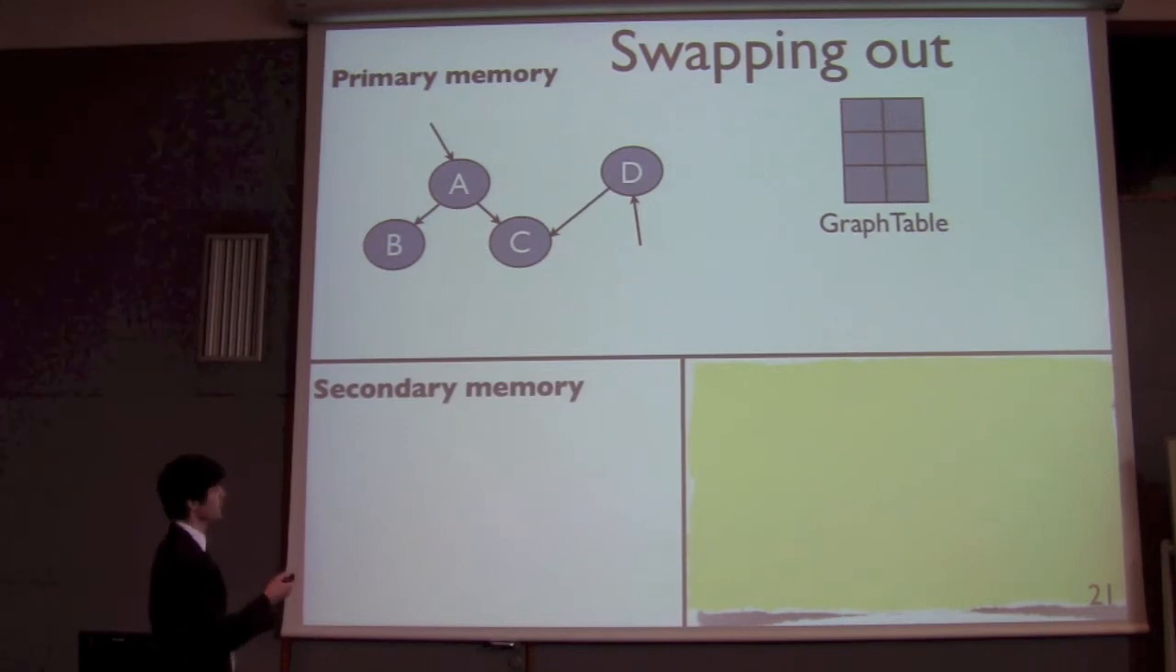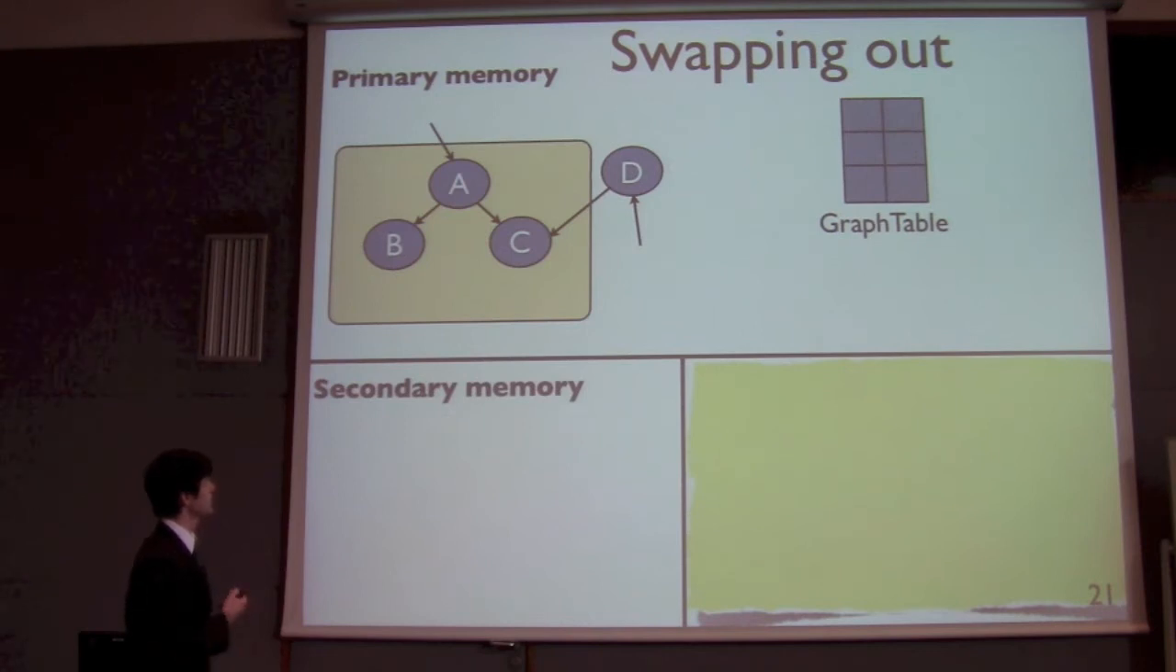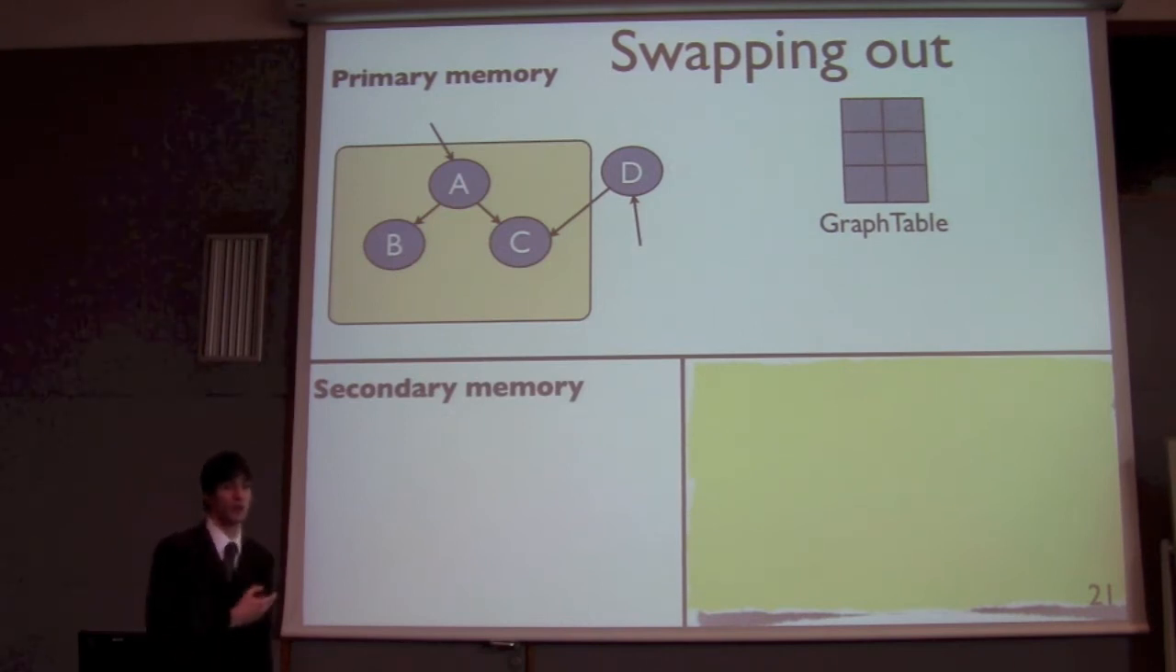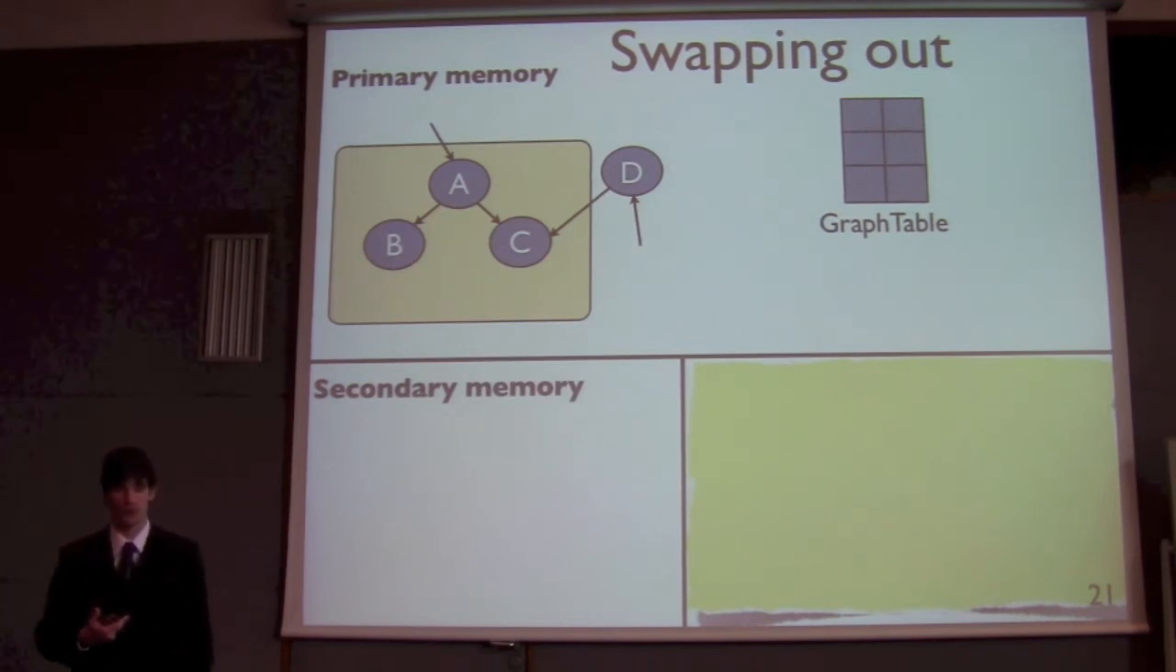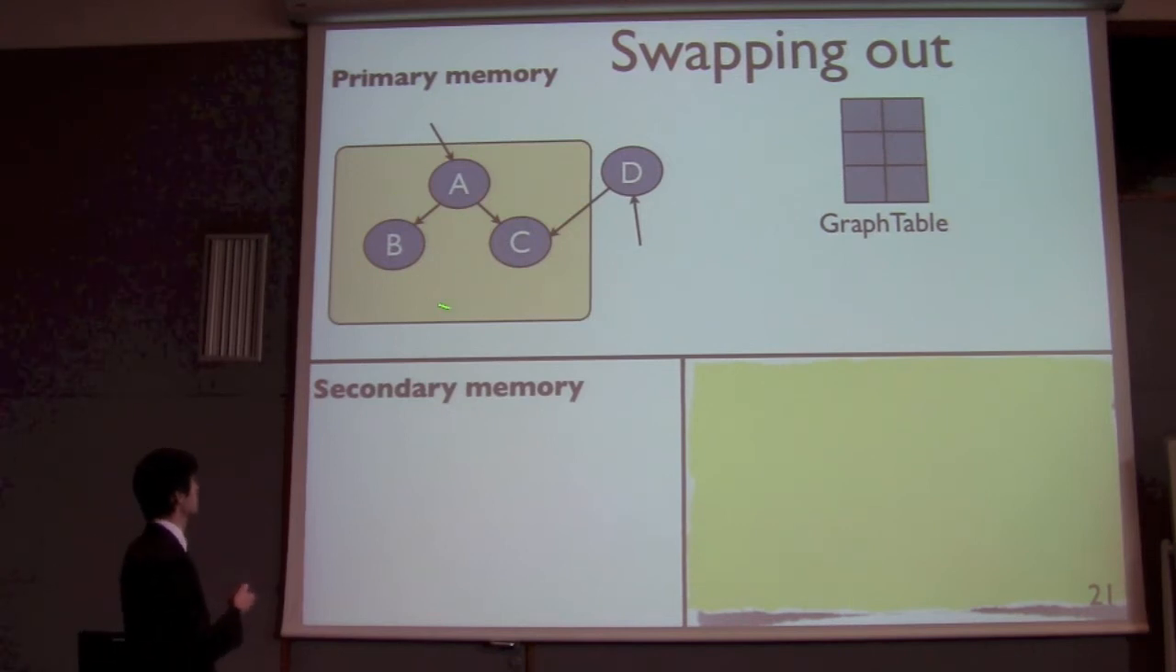So we have primary memory, secondary memory. We have this graph of the memory, and we have a global graph table that we will see why we use it. So let's say that we want to swap this graph. So the first step is to decide which graph we want to swap. So let's imagine we want to swap this graph, which the root is A.